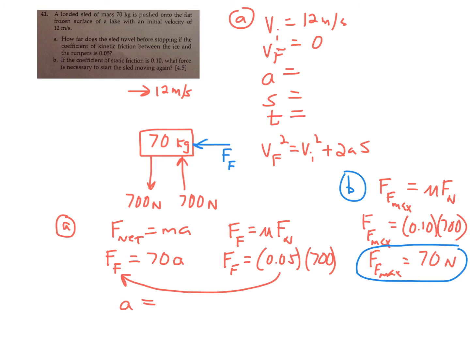Anything less than that, friction will match. If you push with 50 newtons, friction will match it. Static friction will match it at 50 newtons. Until you get to 70 or anything over 70, that's the minimum you'll need to get the sled going. Something 70 or greater.